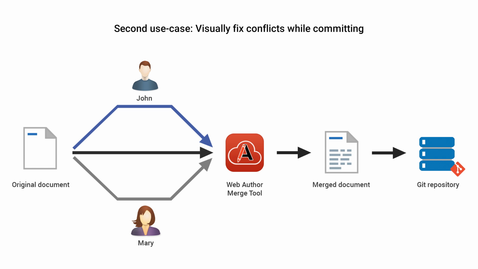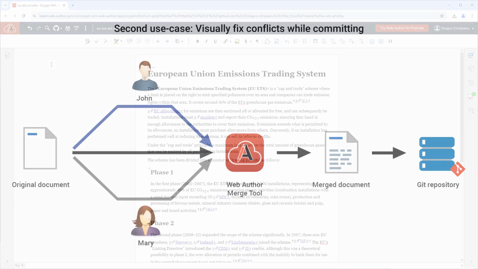The second use case is when multiple collaborators are working on the same document, and after trying to commit your changes, conflicts are detected. So the Diff tool is used to view the differences and fix the conflicts. Note that this type of conflict resolution workflow requires Web Author to be integrated with a Git repository.